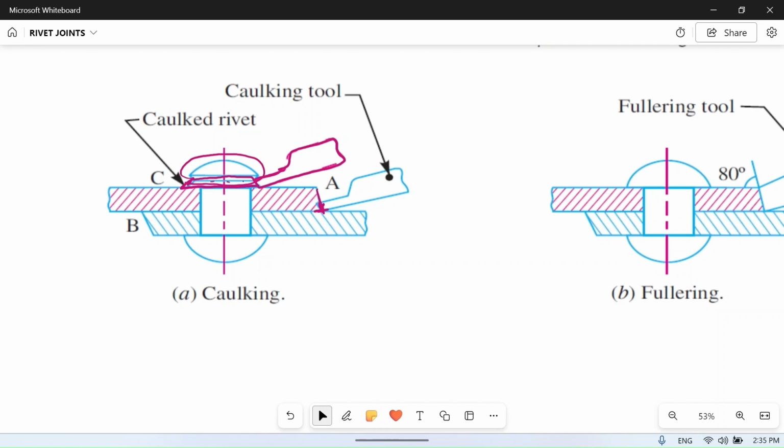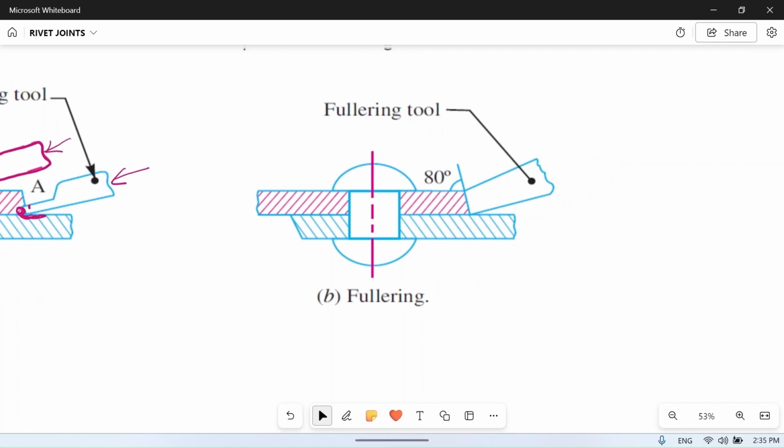Okay, but one disadvantage of caulking was that while you are hammering, the tool has a very small diameter, so stress is concentrated at this point. So this may damage this plate. Okay, here also this may damage this plate, because you are hammering from here, so it is striking here, so the plate may get damaged. That's why nowadays caulking is not used, but fullering is used.